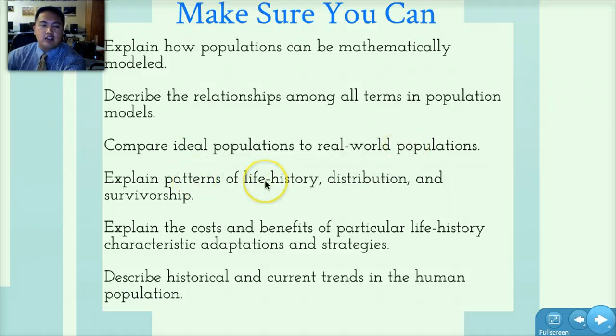You should explain patterns of life history, distribution, and survivorship. The costs and benefits of characteristic adaptations and strategies, so K strategist versus R strategist, or lots of offspring versus few offspring. You should know the cost and benefit of both of them. And then you should be able to describe the trends historically and currently about human population.